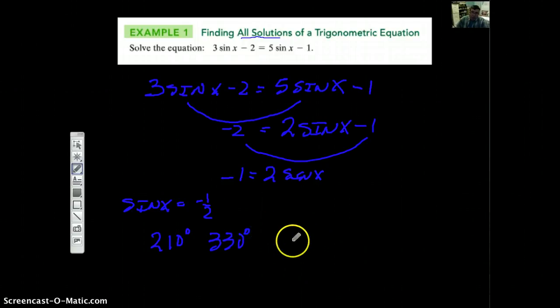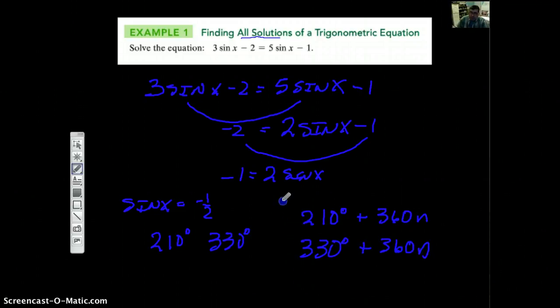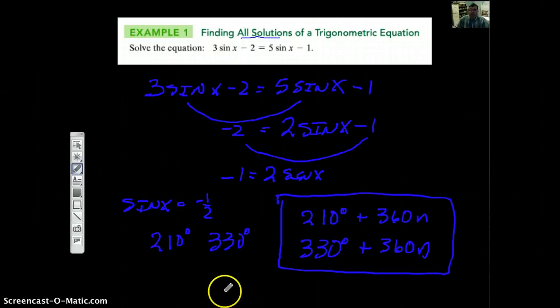But the question is all solutions. So it would be 210 degrees plus 360n, okay, right? Because that takes into account all of the possible angles, and 330 degrees plus 360n. So this is the answer we're looking for if I say solve for all angle values. Hope that helps.